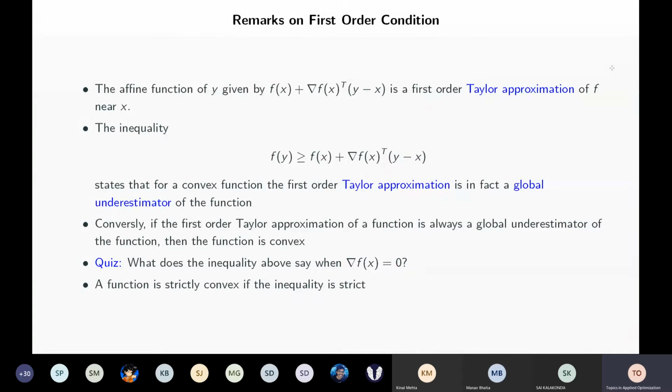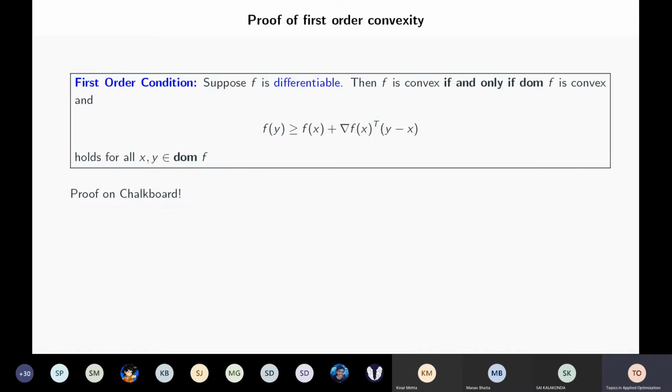A function will be strictly convex if the inequality is strict. So we have talked about convexity and strict convexity. This is not strict. If you put a strict inequality, then it will be strictly convex. The same thing goes for concavity. A function is concave if the negative of the function is convex, and a function is strictly concave if the negative of the function is strictly convex. That is how we also define concavity.